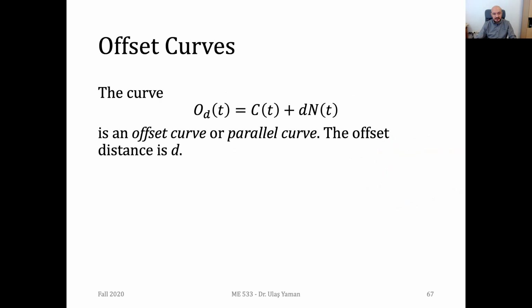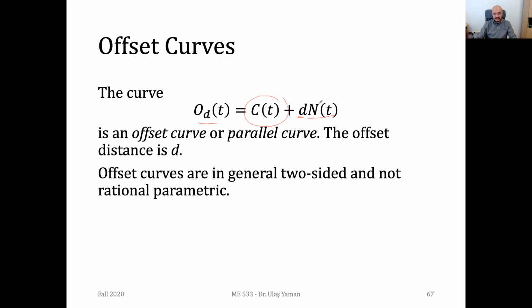So we can simply define the offset curves, or even the parallel curves, like O_d of t. These are offset curves or parallel curves. How do we define it? We have the original curve definition, and then an offset value or a parallel value. This might be any number, and we move our curve on this normal vector by an amount d. If d is negative, then that will be an internal offset. With some positive value, which is positive in the direction of the normal, it will be an outer offset.